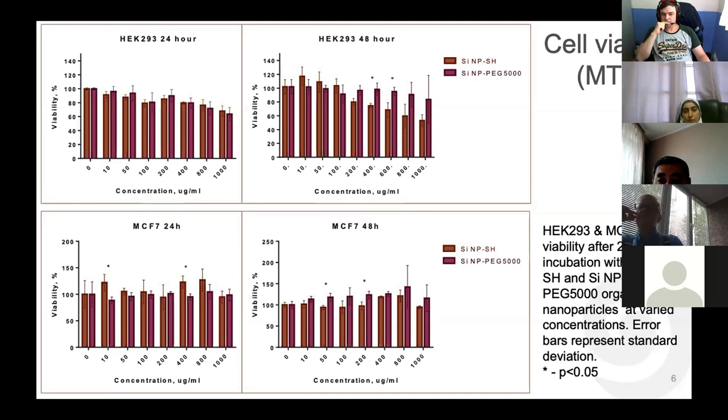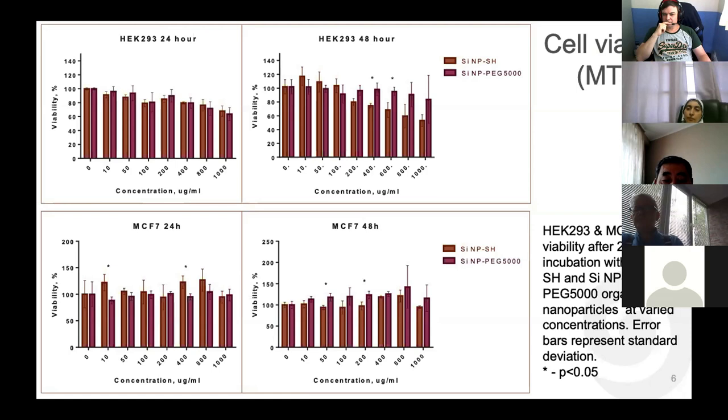So living cells convert the tetrazolium component of this dye into the purple formazan, and absorbance at 570 nanometers was recorded. And the percentage of the viable cells was calculated. So on this graph, we can see that those nanoparticles seem to be non-toxic, even at higher concentrations.